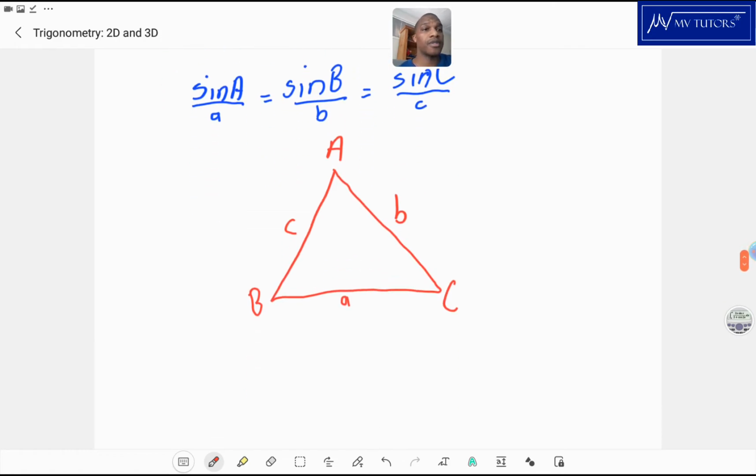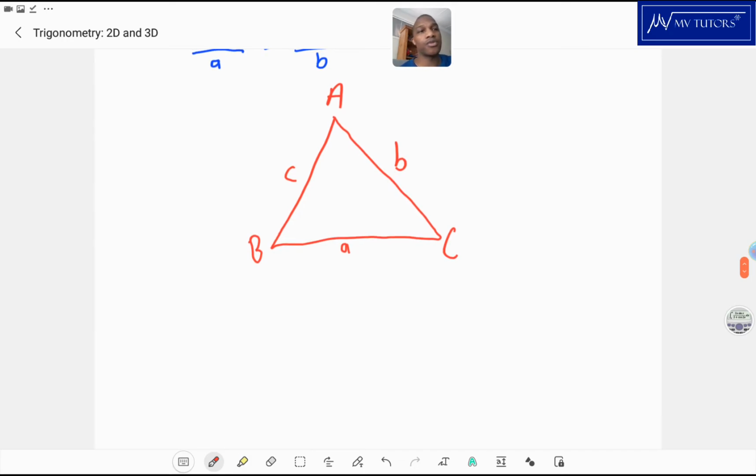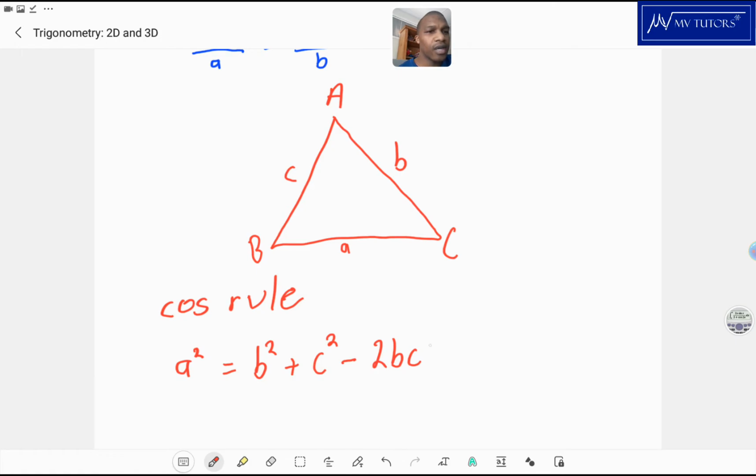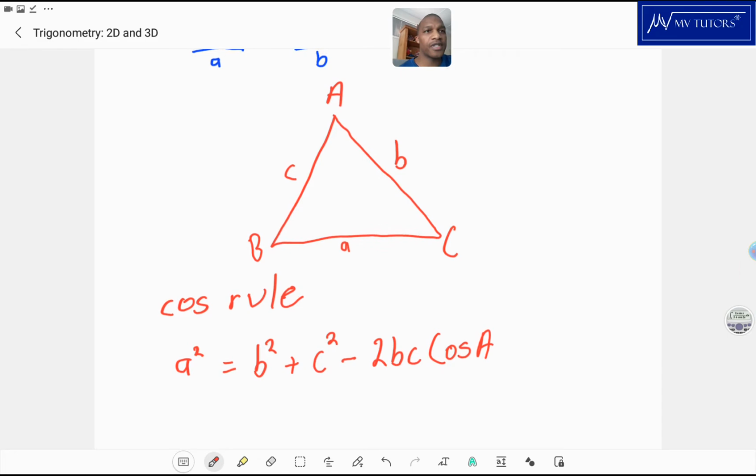C opposite. Now we have those. Now the cos rule, or the cosine rule, says a squared is equal to side b squared plus c squared minus 2bc, and then the cos of angle A. So that's if it's A.